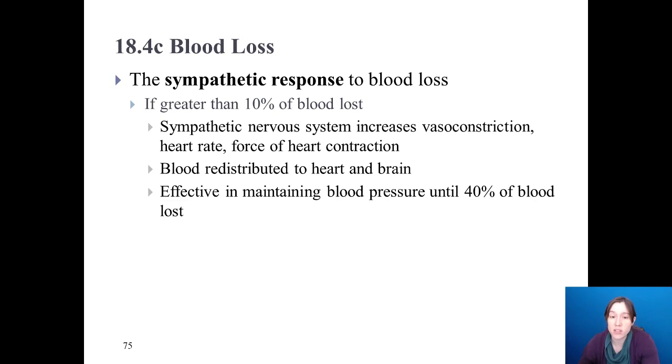The sympathetic nervous system is going to increase vasoconstriction, right? That means the vessels are getting smaller. We're going to increase the heart rate and increase the force of heart contraction. That's because if we're losing blood, our blood pressure is dropping because we have a smaller volume of blood. So by increasing how fast the heart beats and how strongly it beats, and we'll talk a little bit more about this in the next chapter on the heart, we can make sure that our blood pressure stays high enough that we can move blood throughout our body.